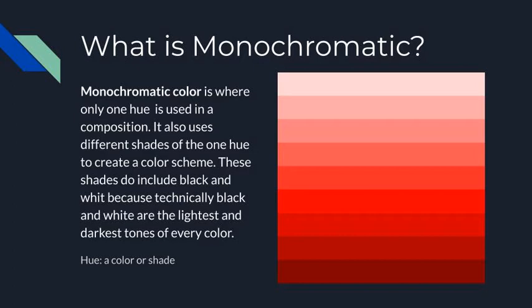Monochromatic color is where only one hue is used in a composition. It also uses different shades of that one hue to create a color scheme. These shades do include black and white because technically black and white are the lightest and darkest tones of every color. Also, hue is a color or shade.